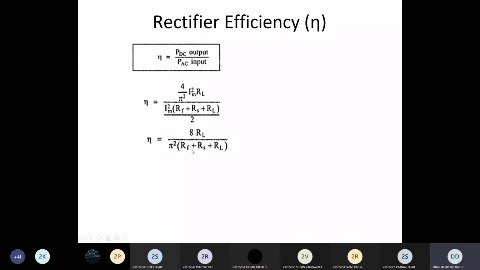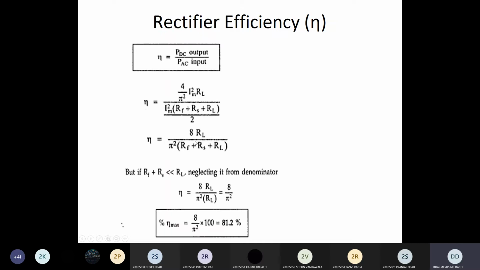Clear? So if we consider RF plus RS is 0, the only thing remaining in the denominator is pi square into RL. So RL is cancelled out. So finally you get the answer 8 by pi square. Clear? If you calculate 8 by pi square by replacing pi by 3.14, you get the value 81.2% in terms of percentage.